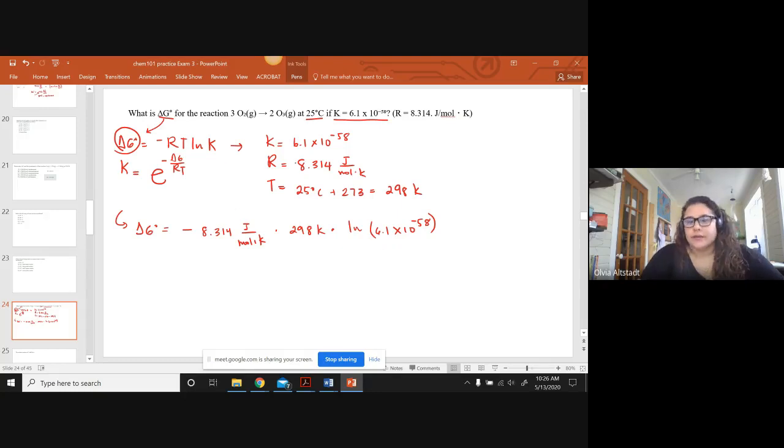The trick here are the units. Just keep an eye out for that, right? Temperature needs to be in Kelvin, not in Celsius. Let me double check here.